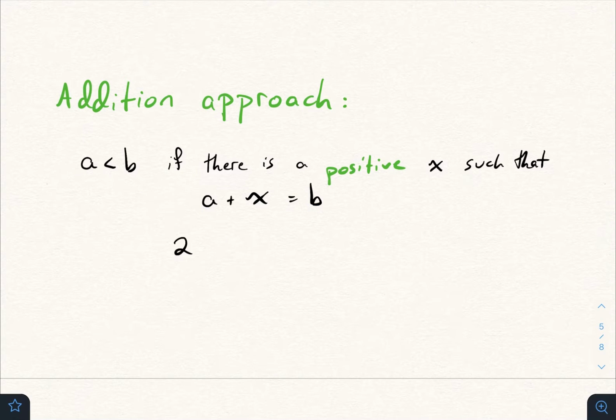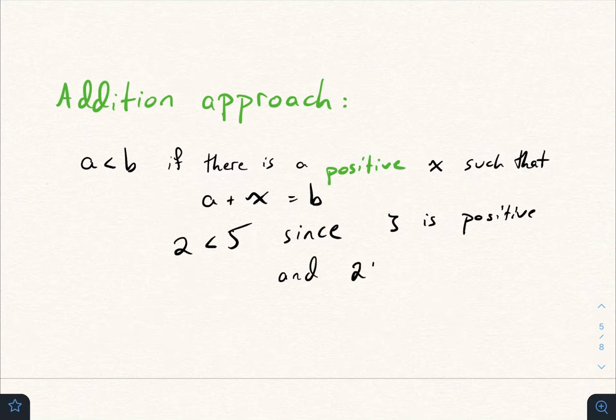Because you've added something to the smaller number to get the bigger number. So for example, 2 is less than 5 since 3 is positive and 2 plus 3 is equal to 5. So you can find a positive number that you can add to the smaller number to get the bigger number. And this addition approach will apply to not only positive numbers, but also to negative numbers as well.